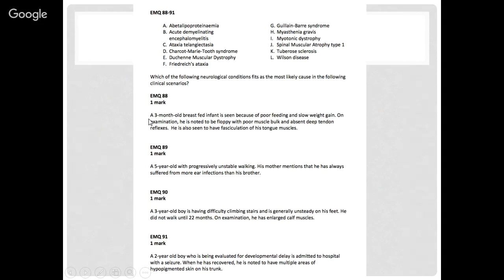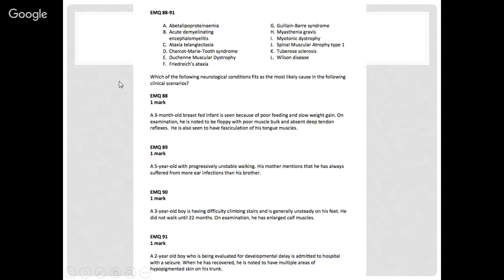Question 88. So what have we got here? We've got a very young infant, so very young, usually suggesting congenital things might be the case. Poor feeding, slow weight gain. Well, great, that's every pediatric disease there is because that's the only thing little children can manifest with. Floppy, poor muscle bulk, absent reflexes. Is this upper or lower motor neuron? Lower motor neuron. Absent deep tendon reflexes, fasciculations, lower motor neuron. So we're talking about a lower motor neuron disease, a congenital lack of lower motor neurons or congenital atrophy of lower motor neurons.